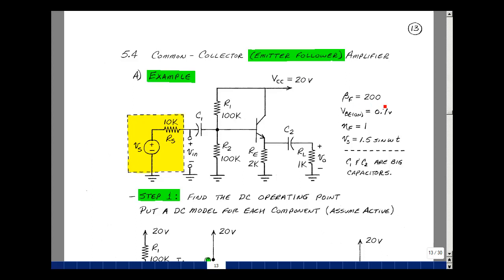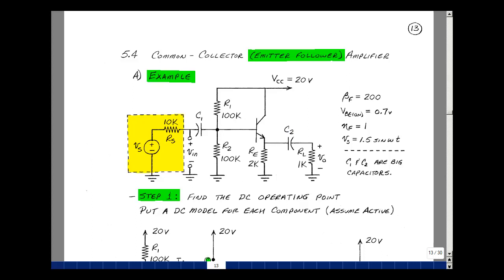Suppose this time my beta F is 200, my VB on is 0.7, eta F is 1, and I have a 1.5 volt sine wave coming in. For the capacitors C1 and C2, I'm just going to say that they're big capacitors, and by that I mean that they look like short circuits in the audio band. In Chapter 10, I'll show you how to pick the value of these capacitors to meet whatever design specs you have for the bandwidth of your amplifier.